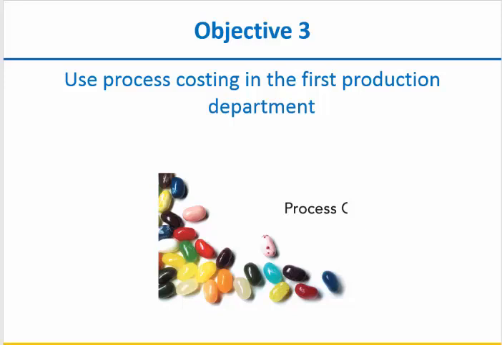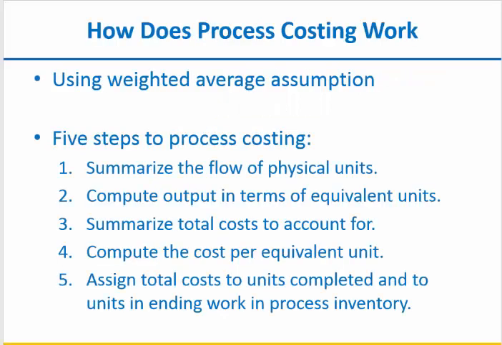This video lecture covers Objective 3, Use Process Costing in the first production department. And how does process costing work here? Basically, using the weighted average assumption. So we know that there are two possible assumptions.